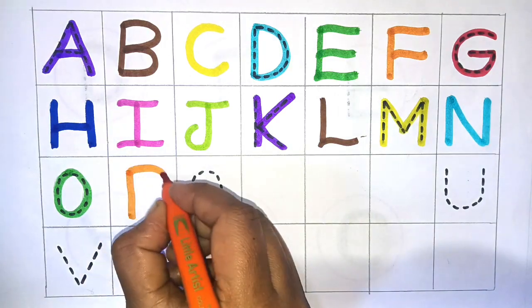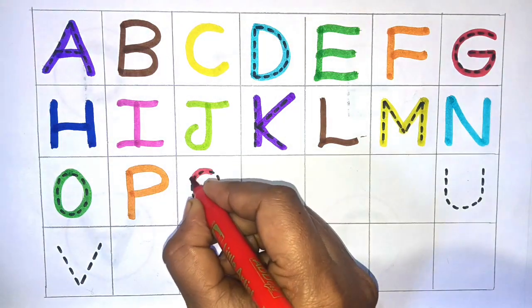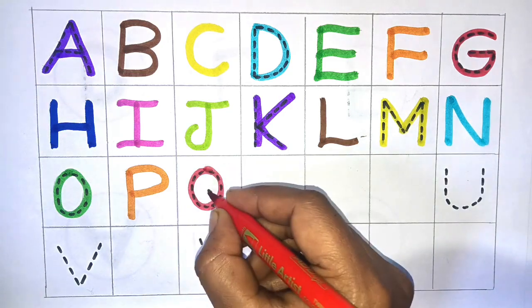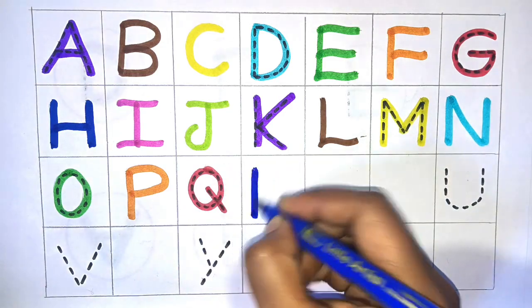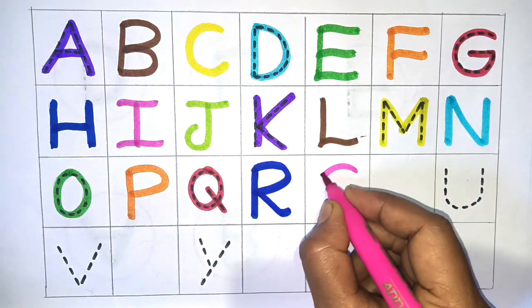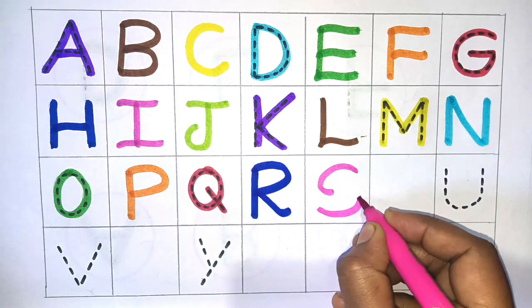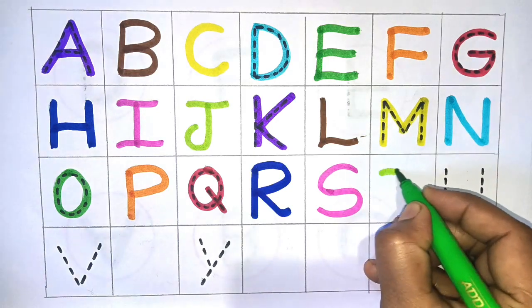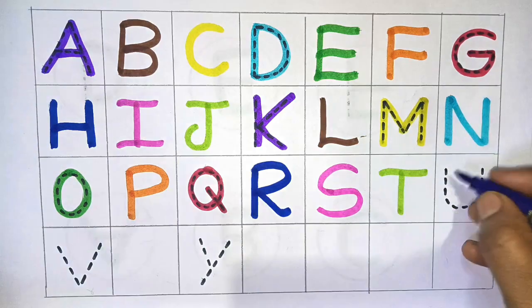Next P. P for parrot. Next Q. Q for quail. Next R. R for red. Next S. S for sun. Next T. T for tree.